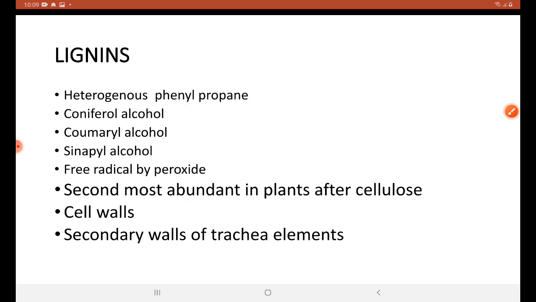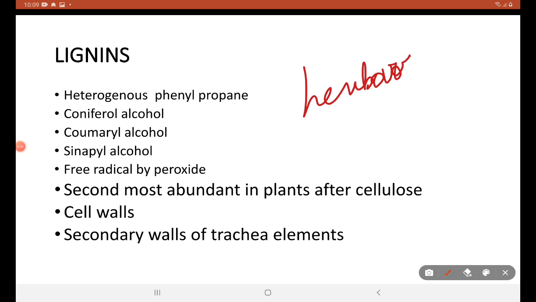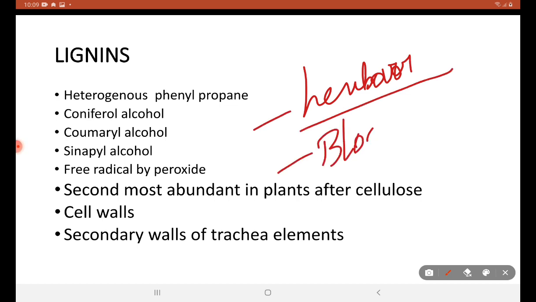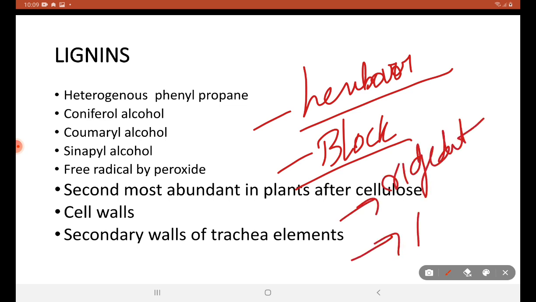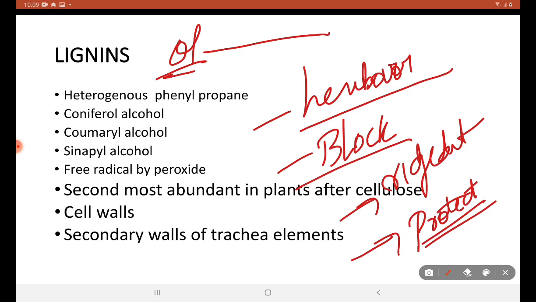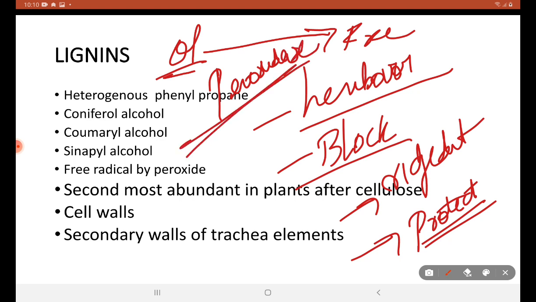It has various general functions. It protects from herbivores. Herbivores cannot digest it, so they can never eat it. It blocks pathogen growth. It provides rigidity and durability to plants, and it provides protection. So lignol, an alcoholic compound, is converted into free radical by peroxidase. Peroxidase is the enzyme involved.